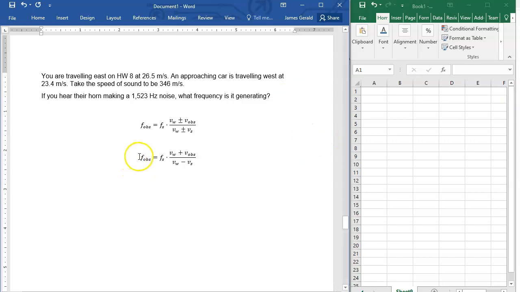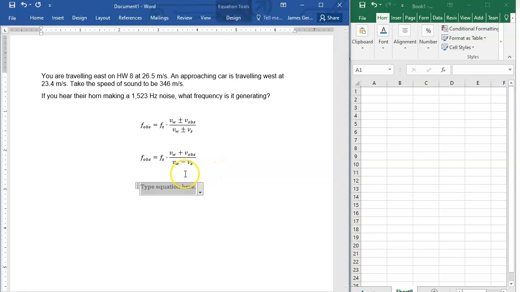But what we have is F observer, and what we want is F source. So we need to multiply through by the inverse of this term, and we get Fs is F observer, and it's going to be the inverse of this bit up here. So Fo times Vw minus Vs divided by Vw plus V observer, right? All right, now we have what we're looking for in terms of everything we already know.